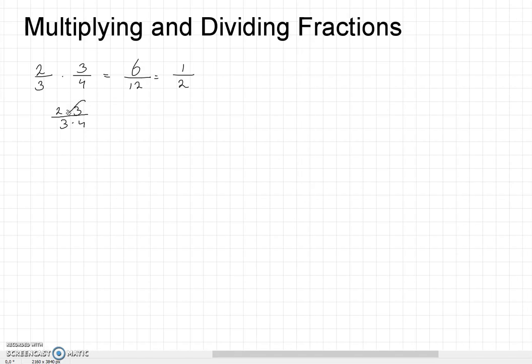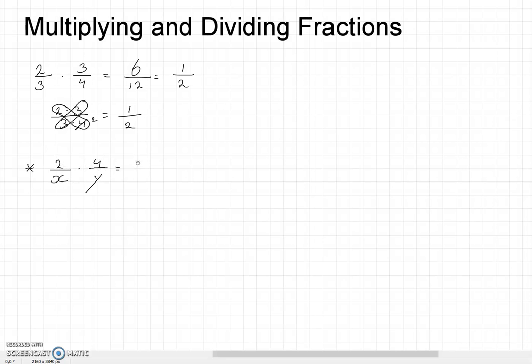4, and we see that we can divide the numerator and denominator by 3, and that we can divide the numerator and denominator by 2, and then we end up with 1 in the numerator and 2 in the denominator. I add this because 6/12 is easy to see that it's equal to 1/2, but when we deal with letters, then this example also helps us a lot. Let's look at an example with letters.